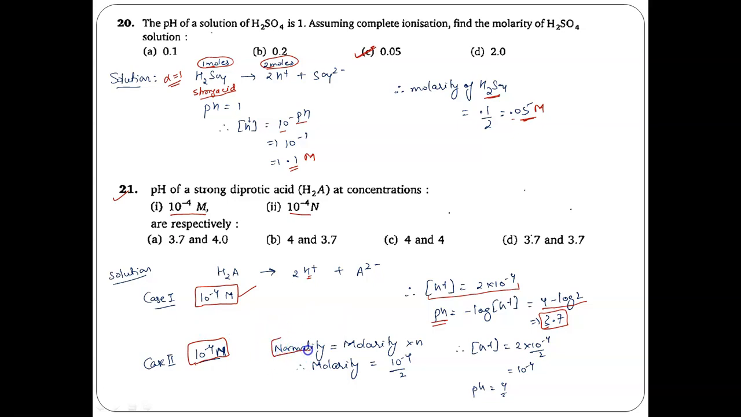With the formula normality is equal to molarity into n factor. Since there are two replaceable hydrogens, the n factor for this acid is 2, so the molarity of the solution is this. And again from the reaction we can see that 1 mole of H2A gives us 2 moles of H plus. So moles of H plus will be 2 times this. So this becomes 10 raised to power minus 4. That's the concentration of H plus, taking negative log, we get pH is equal to 4. Hence for this question the answer is A.